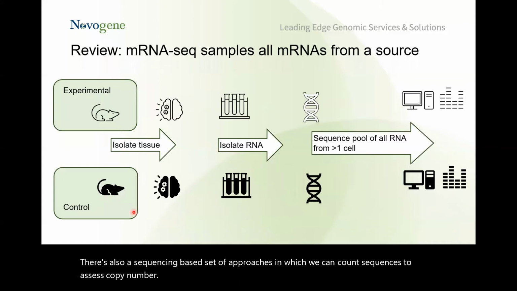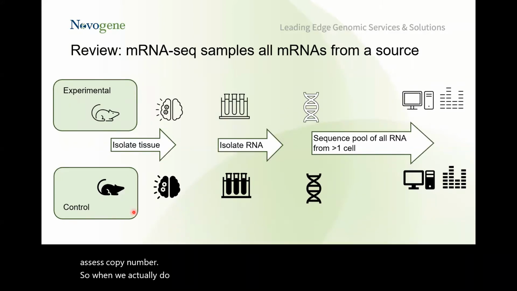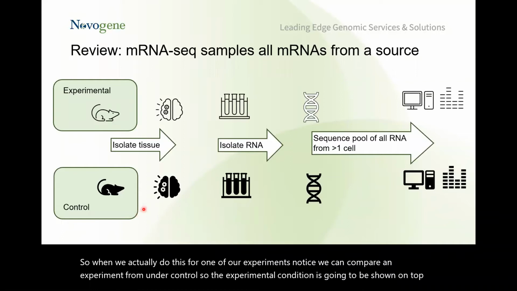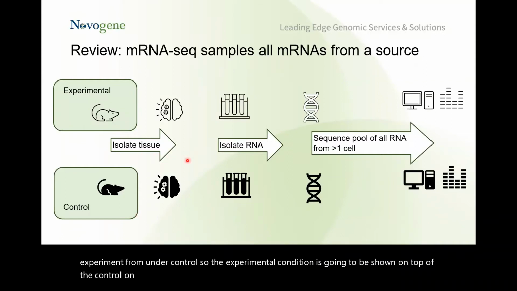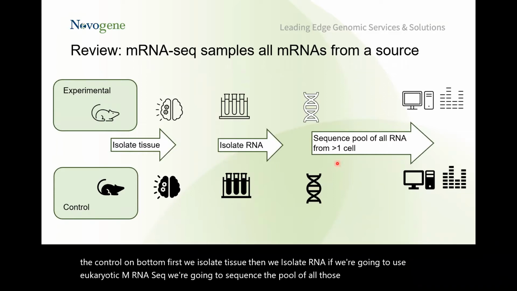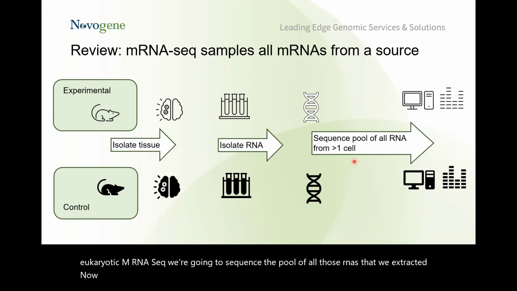So when we actually do this for one of our experiments, notice we can compare an experiment and a control. The experimental condition is going to be shown on top, the control on bottom. First, we isolate tissue, then we isolate RNA. If we are going to use eukaryotic mRNA-Seq, we're going to sequence the pool of all those RNAs that we extracted. Now, I do want to highlight that this technology can be applied to single cell.